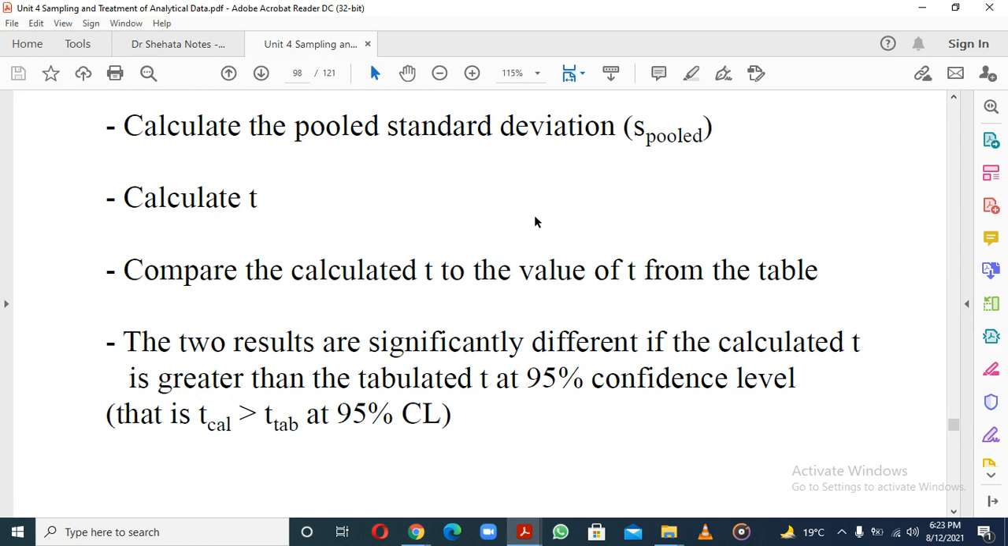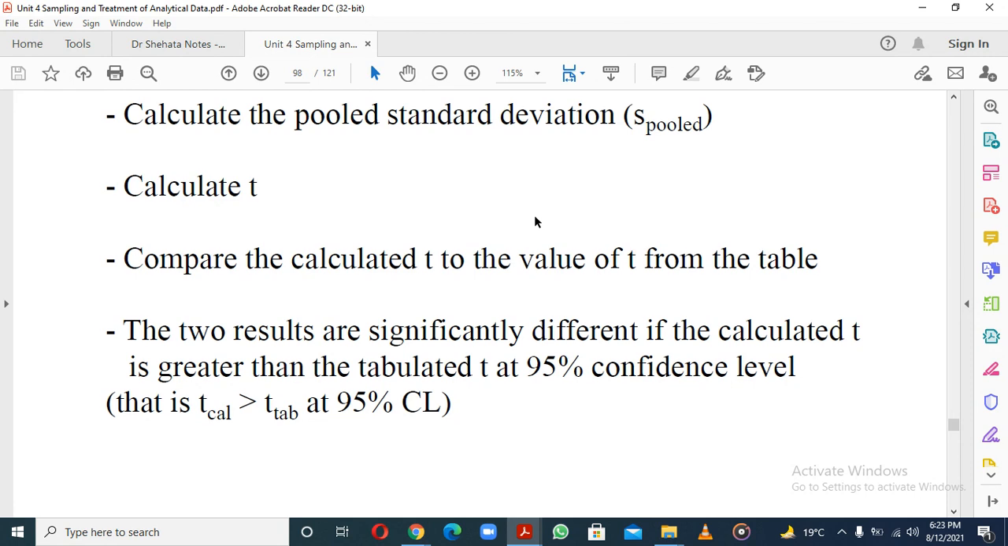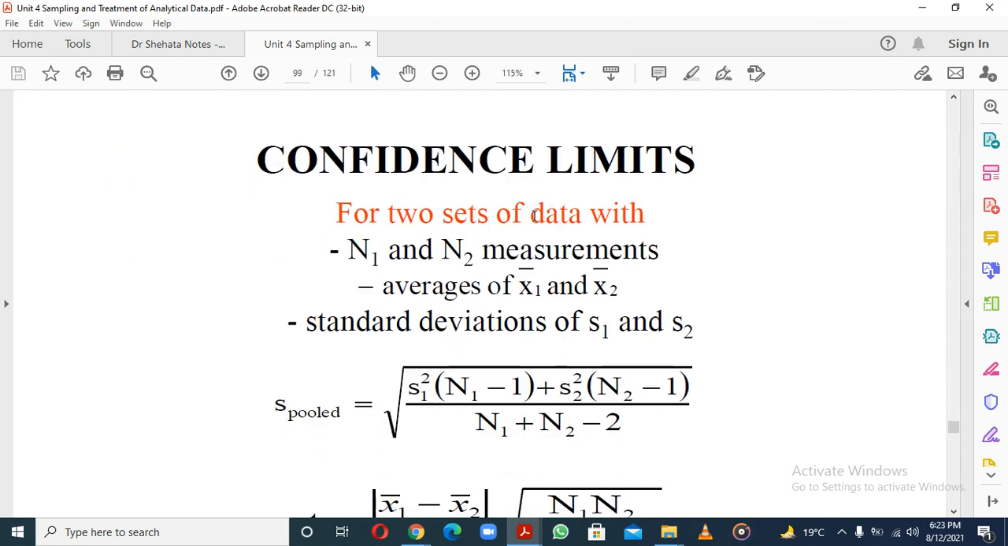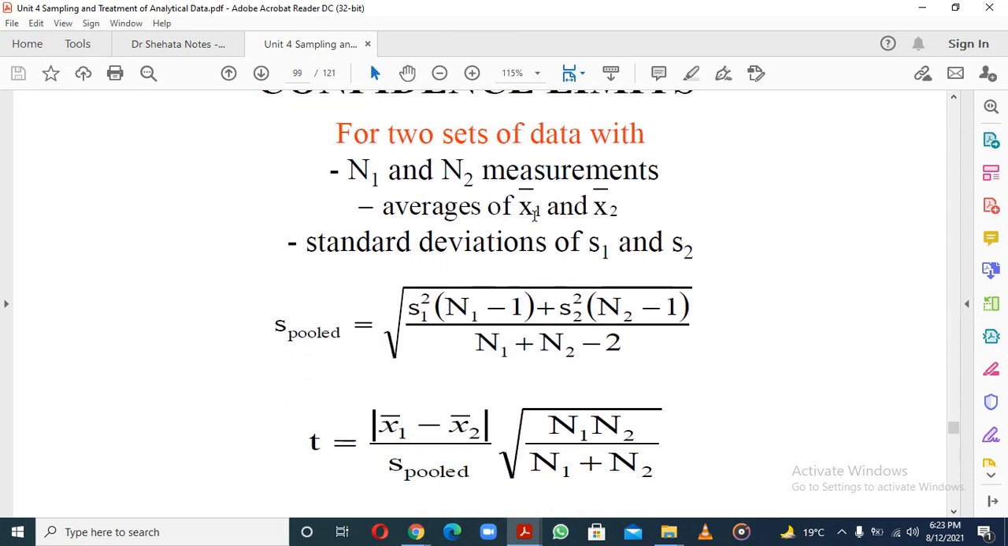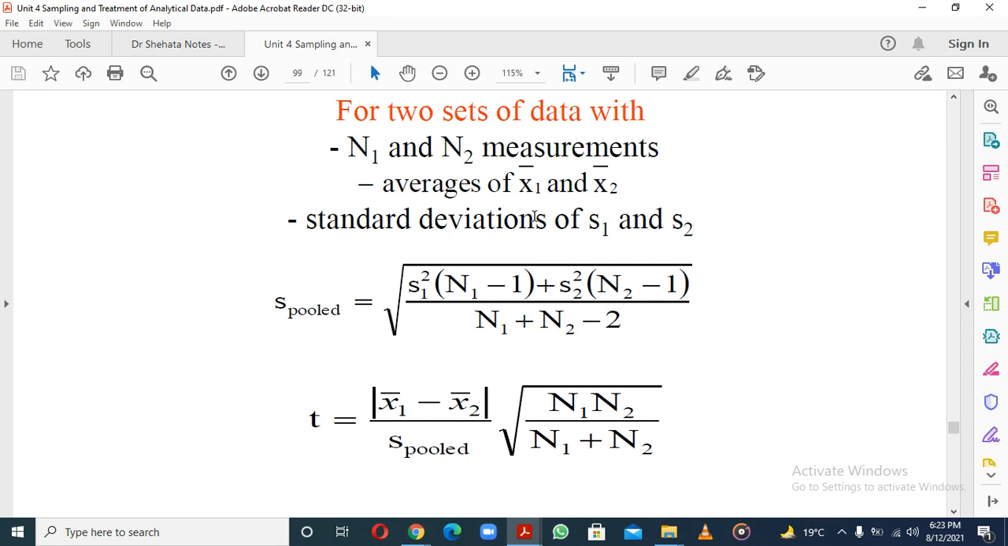So yeah, you calculate your t value, then you compare it with the tabulated value at 95% confidence level. If the value that you've calculated is greater than the value which is tabulated, this tells you that the two results are significantly different. So now let's look at this example, although it's not really an example per se, but let's narrow down the things that we've done.